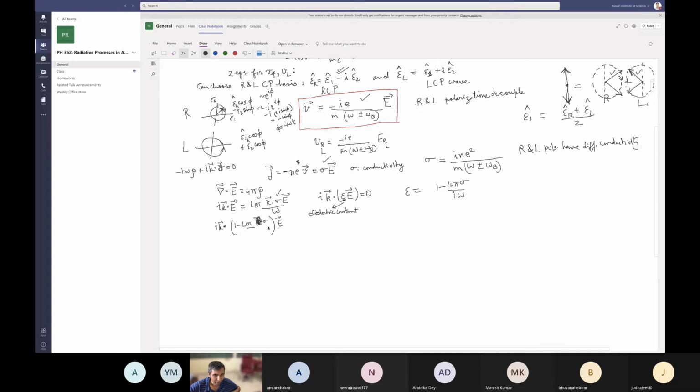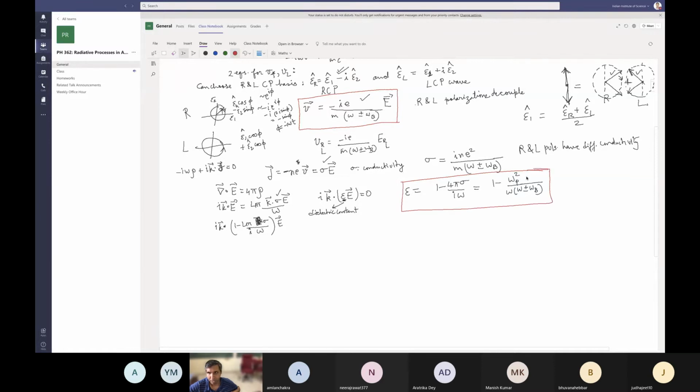1 by 4 pi omega, and there is an iota here, right? So that's what I've written there. So your epsilon is that, and this is equal to 1 minus omega p squared by omega times (omega plus-minus omega b). This is the dielectric tensor for a magnetized plasma.